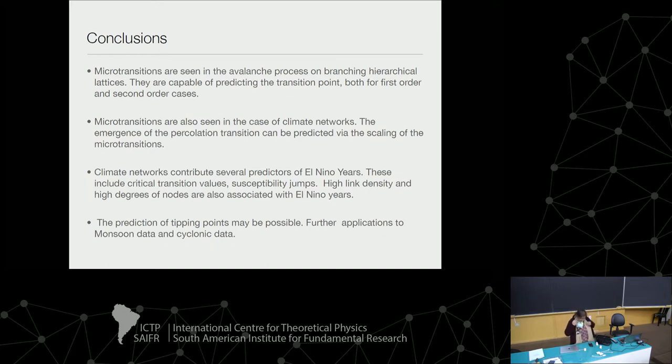Thank you, Neelima. Our next speaker is Ginestra Bianconi, and she will speak on emergent hyperbolic network geometry and frustrated synchronization.